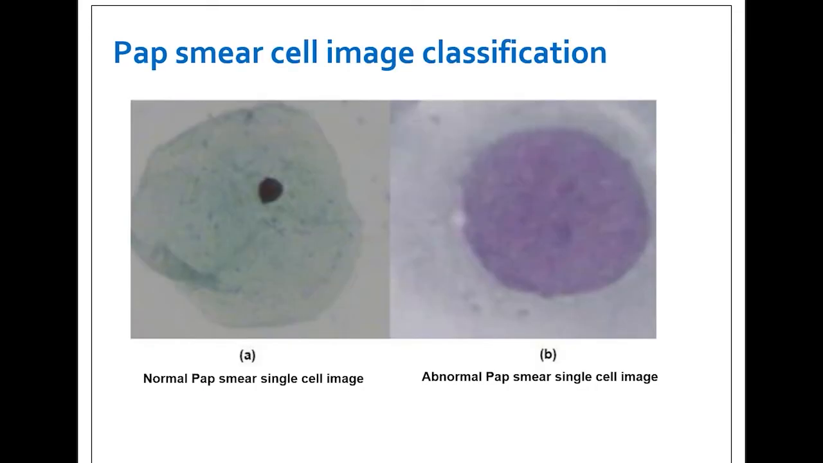This is a simple example for classifying the normal and abnormal cell. Here figure A represents the normal pap smear cell image, in which the size, shape, color and deformity of the nucleus are normal. But figure B is not normal, because deformity of the nucleus is present in this image, with a size and shape which is very large and asymmetric, and the color is very light.